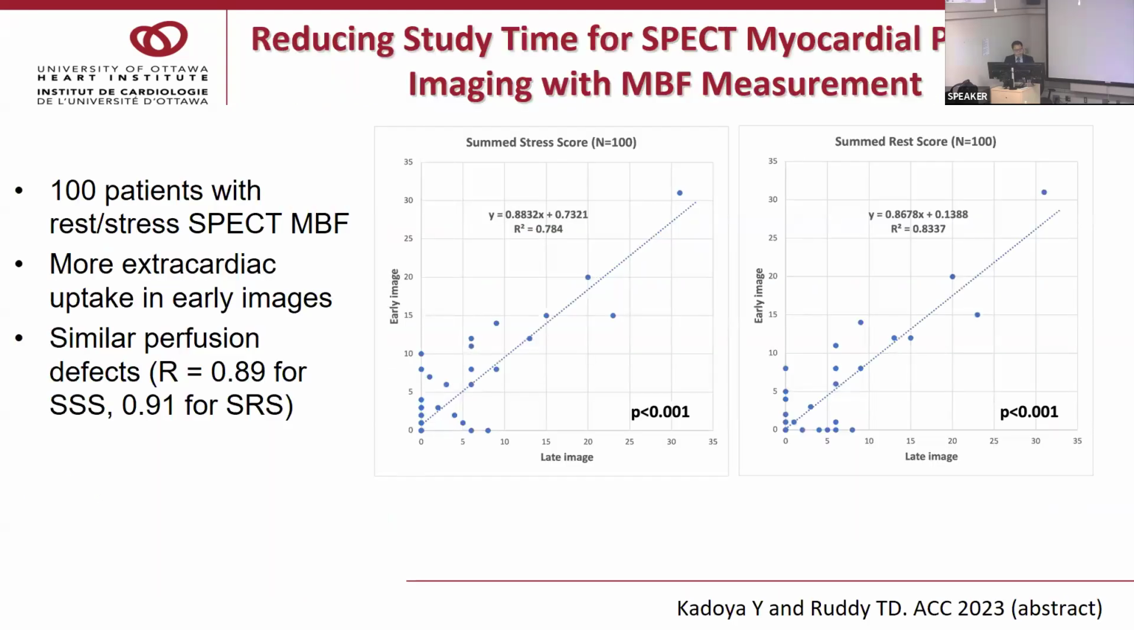So we analyzed the differences of perfusion parameters between early images and late images. While early images showed more extracardiac uptake, perfusion defect patterns remained highly similar. There was a strong correlation between the sum stress score and sum rest score. So therefore, our rapid protocol using early dynamic imaging alone appears to be a feasible and time-efficient option. Of course, further validation studies, including comparison with PET scan and multi-center evaluation, would be necessary.